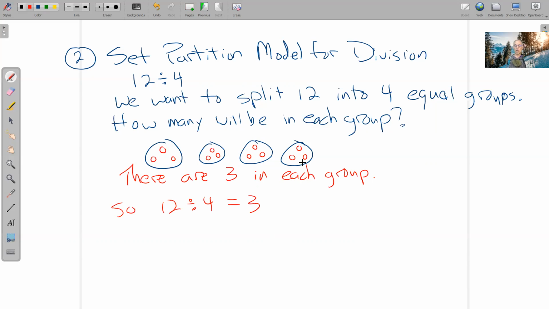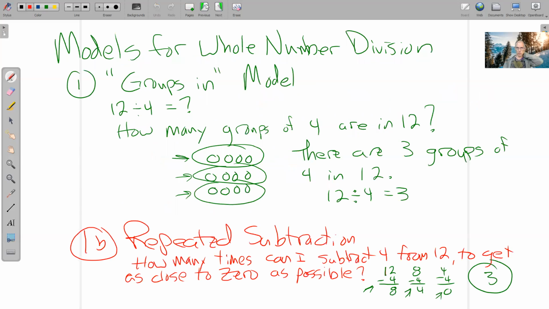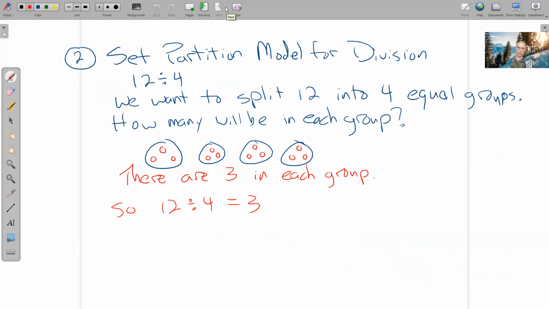And that's a different picture, right? Here I have 4 groups of 3. In the groups in or subtractive model, there are 3 groups of 4. Right? Different organization, different physical model. They are not the same, even though they help us get the same answer.